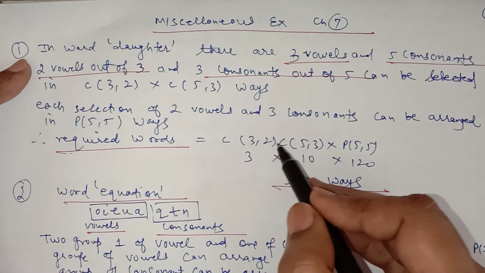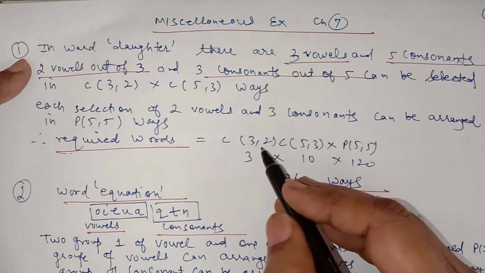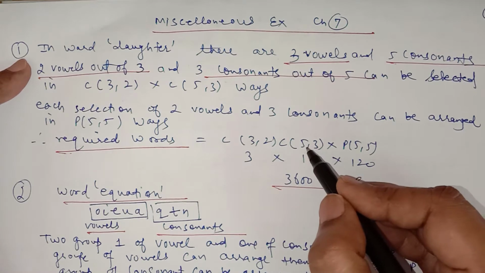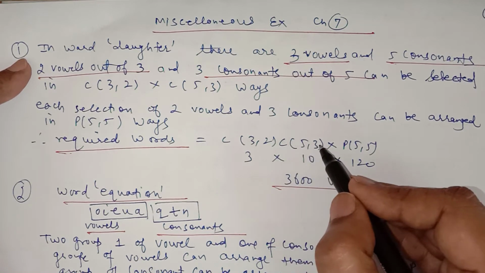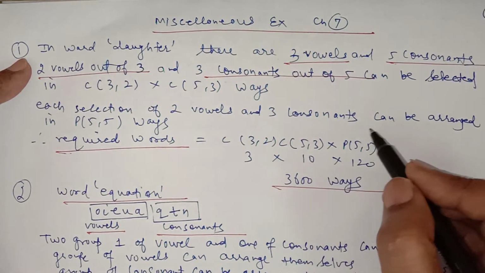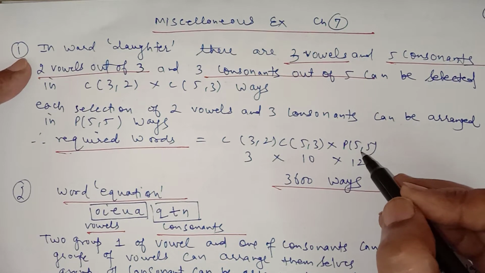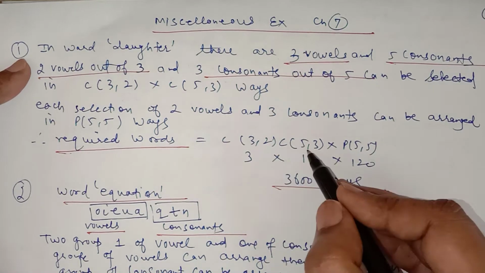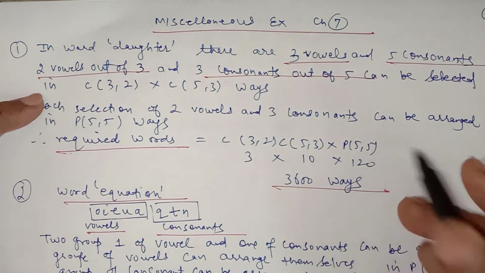So first of all you select 2 vowels out of 3 vowels, then you select 3 consonants out of 5 consonants, then the 5 alphabets have been selected. Now you have to make the word out of them. It means you have to arrange them, and arrangement means permutation. So permutation of 5, 5. So combination as well as permutation.